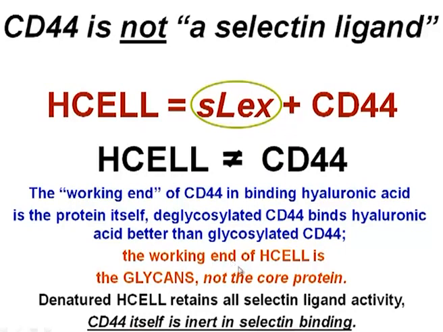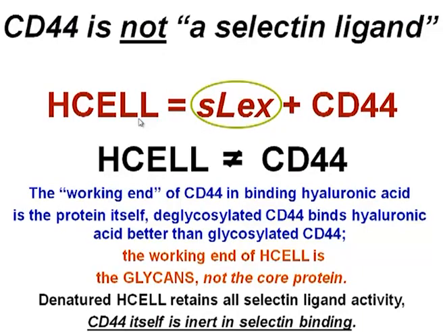I want to emphasize that HCELL is not CD44. HCELL is sialylated Lewis X plus CD44. By the same token, CD44 is not a selectin ligand. It is inappropriate to claim that CD44 is a selectin ligand because CD44 has multiple pleiotropic, polymorphic forms with a lot of different functions, and only a very small subset of the CD44 molecule is decorated with the relevant carbohydrate to allow it to bind to E-selectin or L-selectin. When that CD44 is decorated with a sialylated Lewis X motif, it is then HCELL.